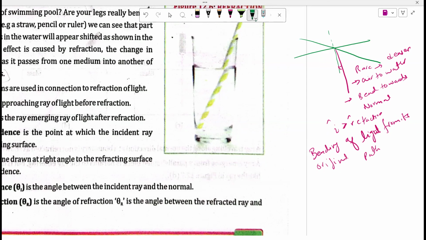That is, when it's entering from denser to rare medium, what would happen then? Angle of incidence and angle of refraction में कौन bigger होगा? The refraction. ठीक है? Why is that? Because speed of light is greater in air or vacuum.